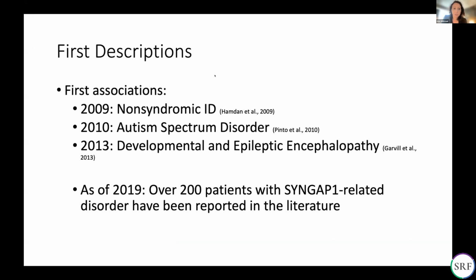A reminder that the first descriptions of SYNGAP1 were actually as a non-syndromic intellectual disability in 2009, so not that very long ago. Soon after, it was described in relationship with autism spectrum disorder, and then in 2013 with developmental and epileptic encephalopathy. As of 2019, over 200 patients with SYNGAP1 related disorder were reported in the literature, but we know that there are many others. And so, as Ingo is referring to, we're really trying to efficiently get the phenotypic information out there, but also do so correctly.